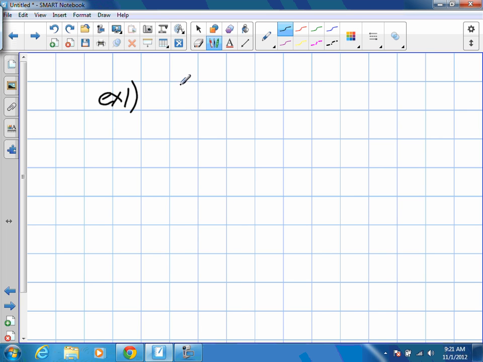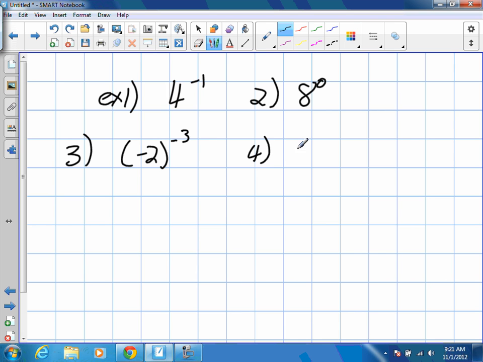So 4 to negative 1 is your first example. 2 is 8 to the 0. Question 3 is negative 2 to the power of negative 3. Question 4 is 2 over 3 to the power of negative 2. And then finally 5 is 0 to the negative 2. All right? Write those questions down. I'm going to give you a minute.